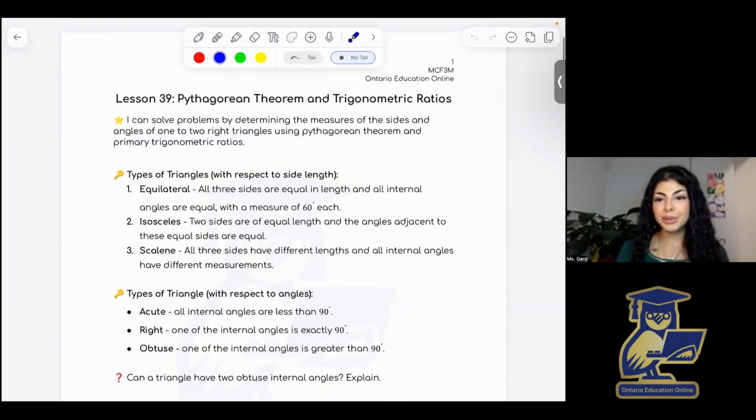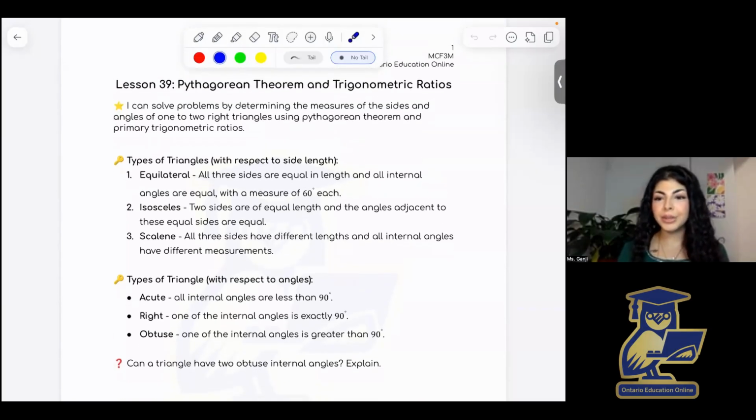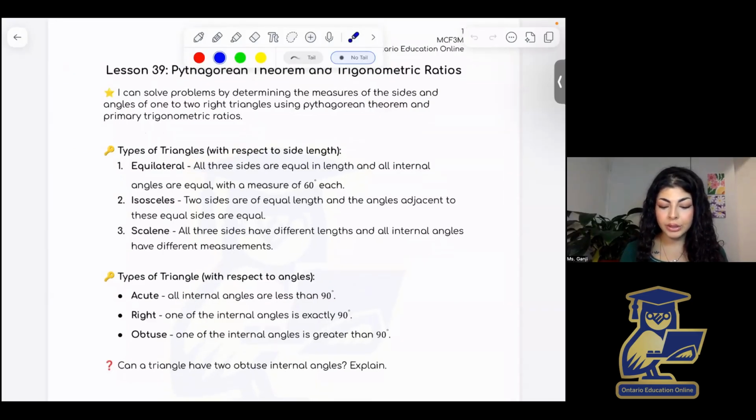Hello and welcome to the very first lesson of our trigonometric functions unit. Today we are looking at Pythagorean theorem and our basic trigonometric ratios. And before we get started, we are going to do a bit of review of classification of triangles.